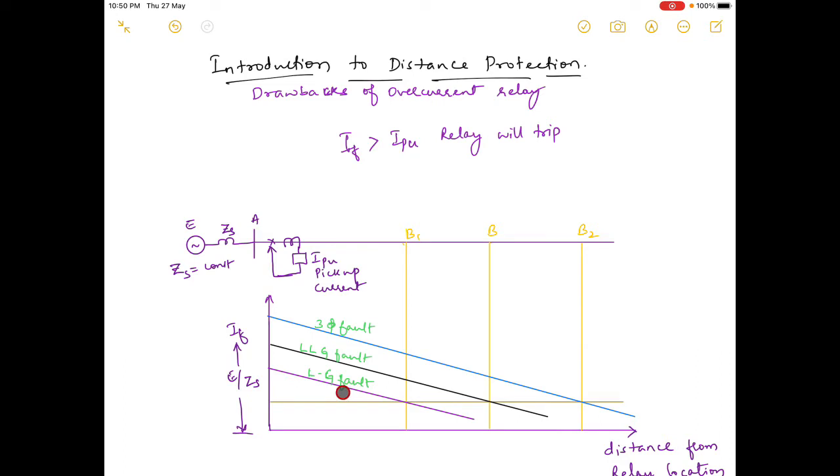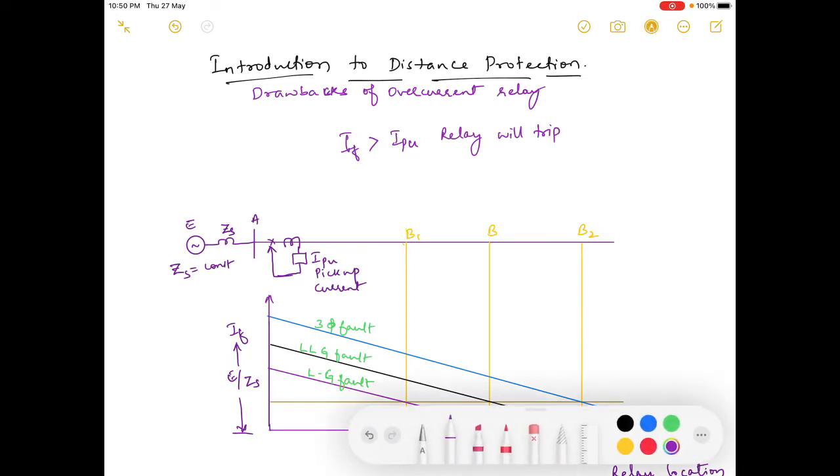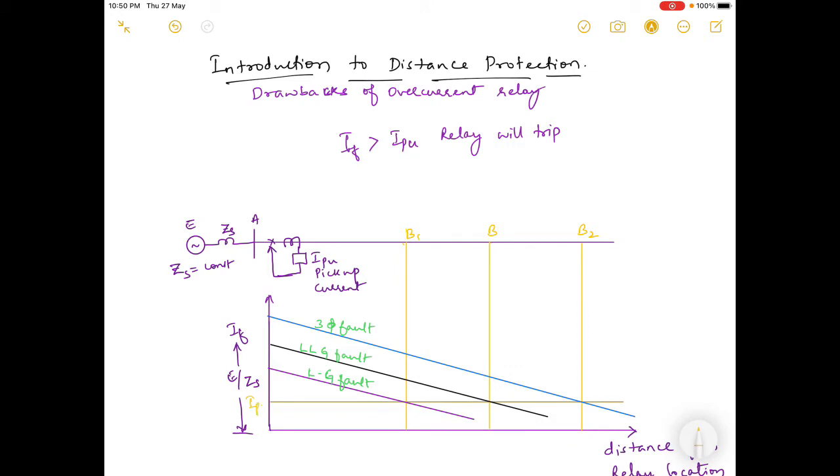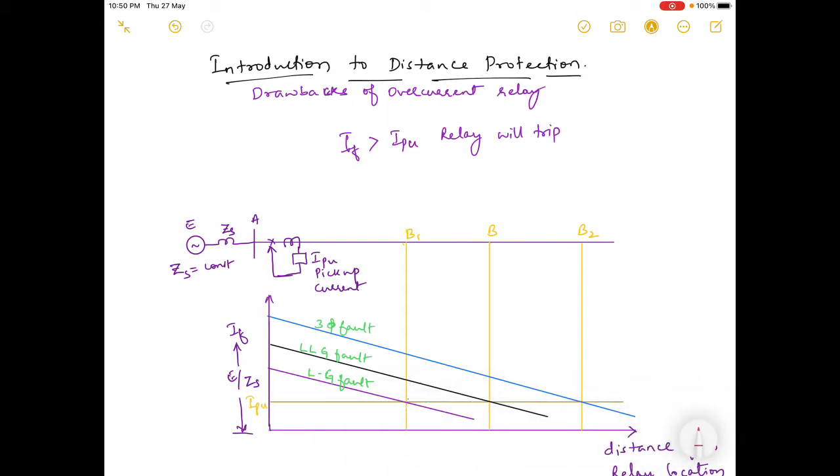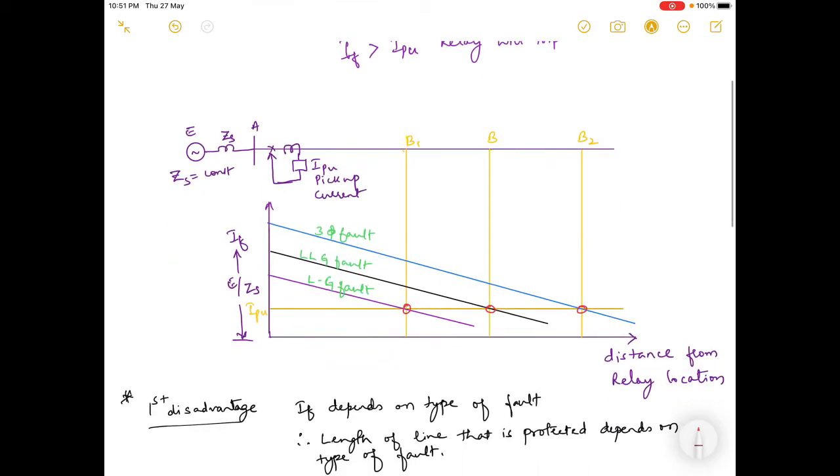And this is the IPU, the I per unit. So this is the pickup current, and you can observe that this IPU is intersecting these three lines at these three points, correct. Fine. So it means what? It means your relay can give protection up to this point for this LG fault.